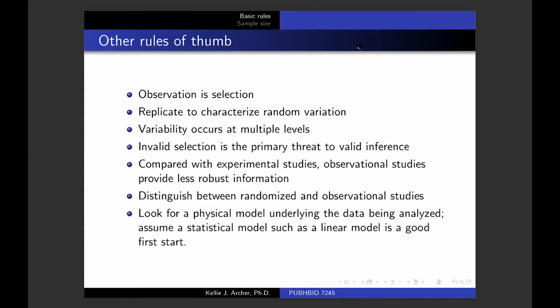Look for a physical model underlying the data being analyzed. Assuming a statistical model, such as a linear model, is a good first start. It is crucial to have a broad understanding of the subject matter involved. Statistical analysis is much more than carrying out routine computations.